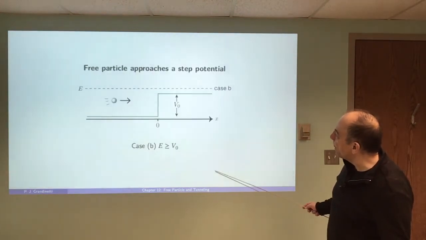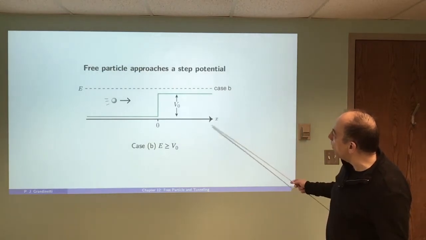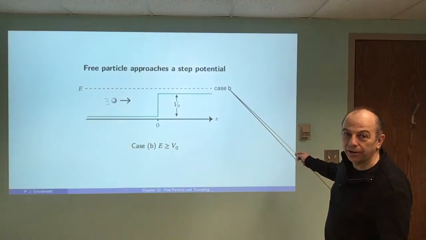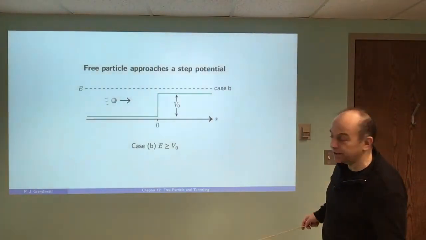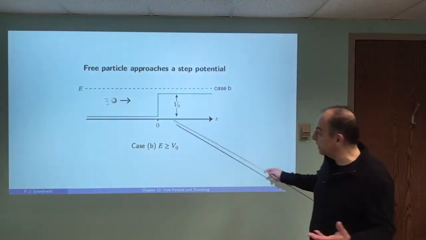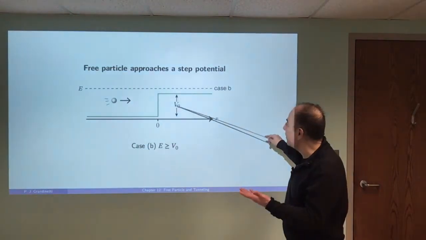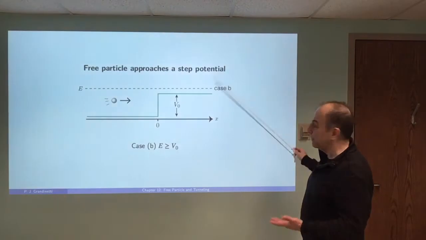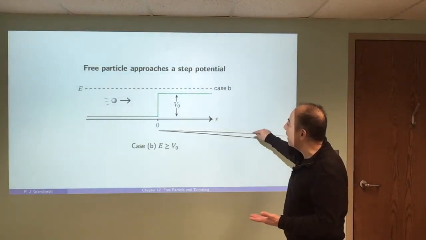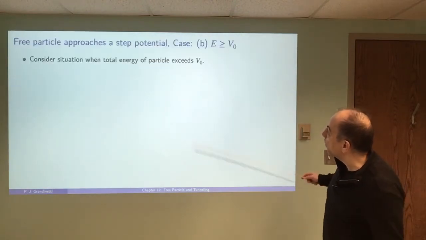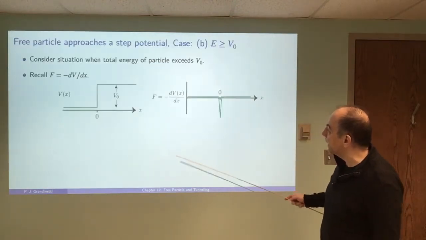Okay, so now we have to look at the case where the total energy is greater than the potential energy of the barrier. This is the case where classically we expect that the particle would overcome this barrier and continue flying past outside the metal and escape from the metal. Now, this is the situation we're looking at.